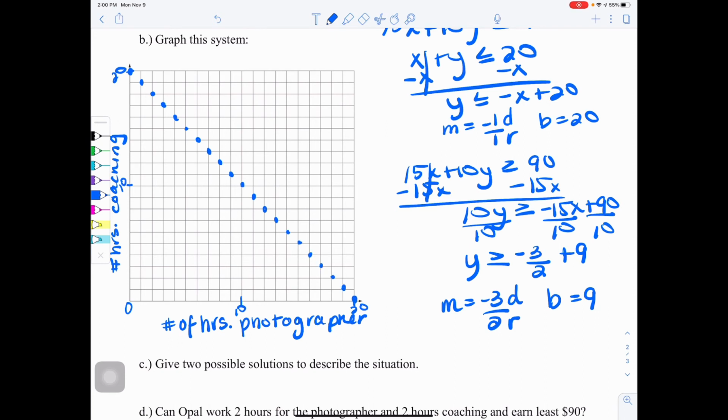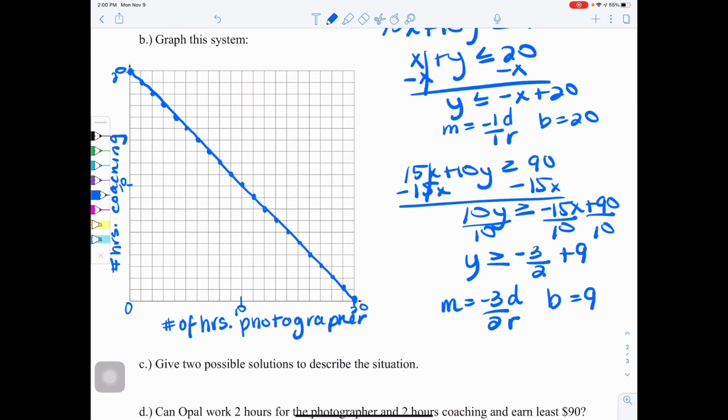Now, when we think about connecting these, we have to think about the type of line. Since it's less than or equal to, we want a solid line. I'm not putting any arrows on the ends of those because that would imply going into negative territory, which we should not be doing if this is about hours working a job.